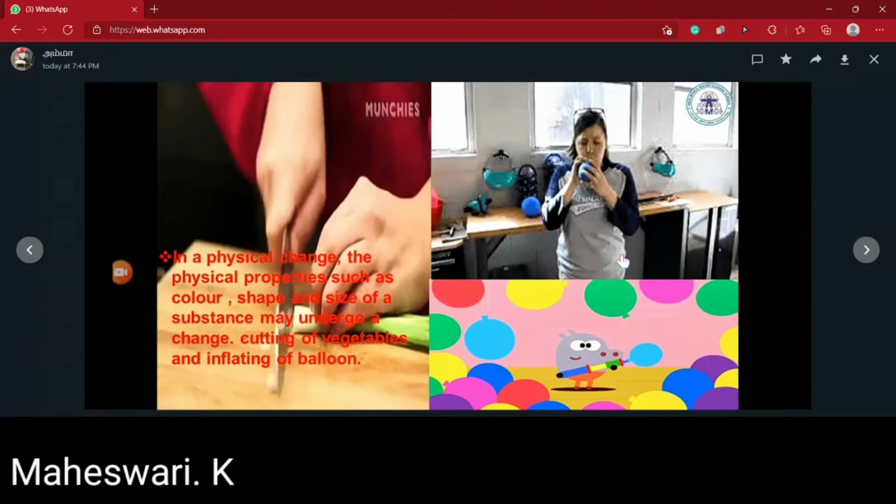Next, in a physical change, the physical properties such as color, shape and size of a substance may undergo changes. Cutting of vegetables and inflating of a balloon. These are all physical changes.